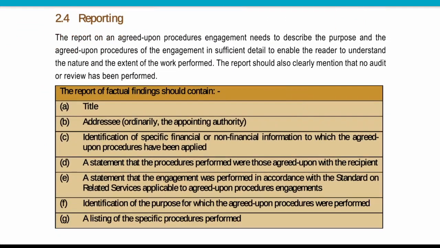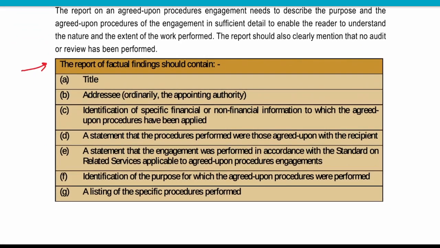So what are the things the reporting will include? One thing, it is not an assurance, it is a fact finding report. Second thing, whether the person is independent or not needs to be mentioned. Now, the third thing is the format. So the format is the title, addressee, then identification of the specific financial or non-financial information on which the agreed upon procedures are applied, right? It needs to identify that, okay, we are doing this agreed upon procedure on accounts payable, on suppliers, or on which financial or non-financial information.